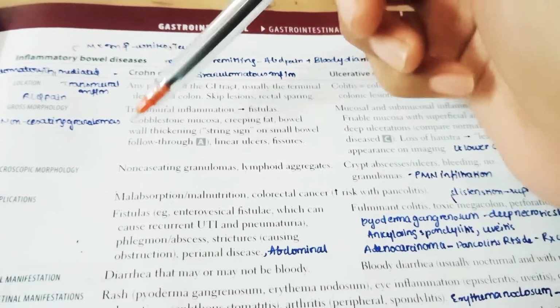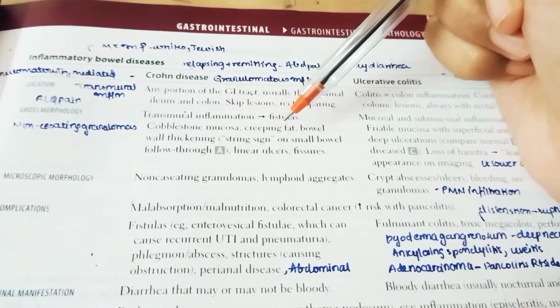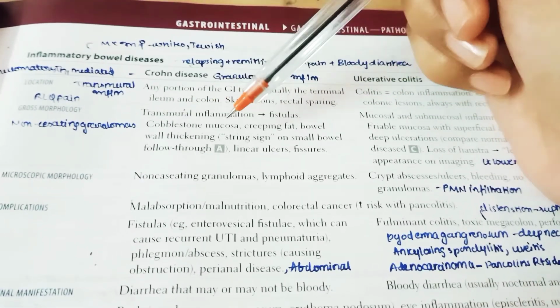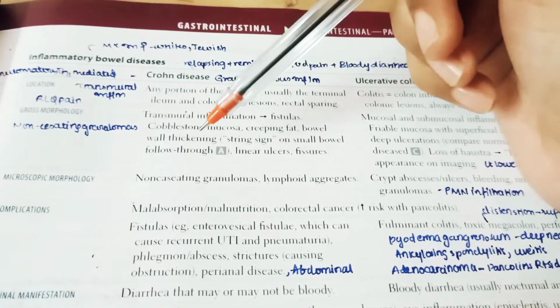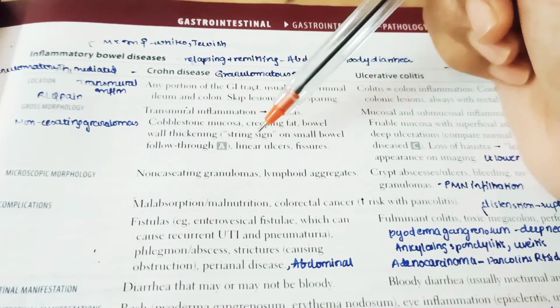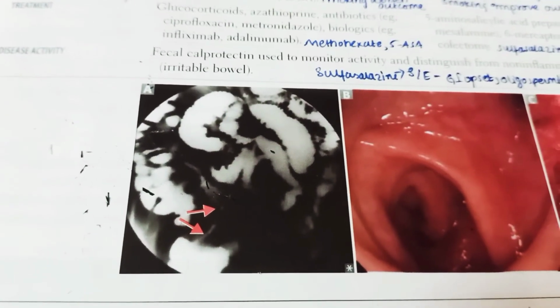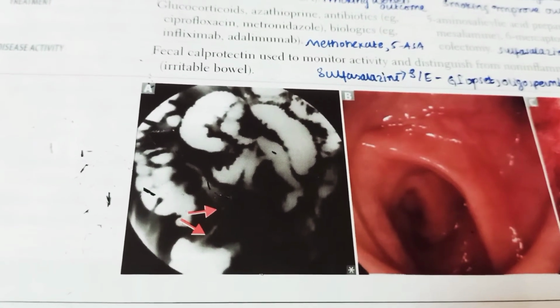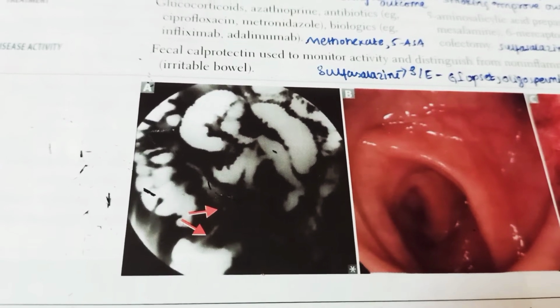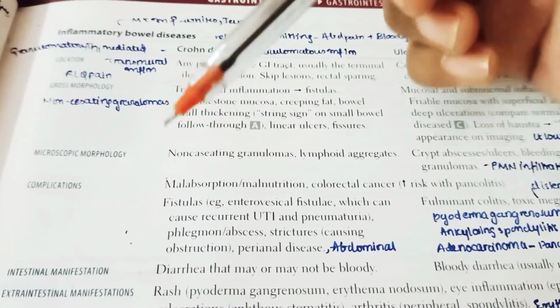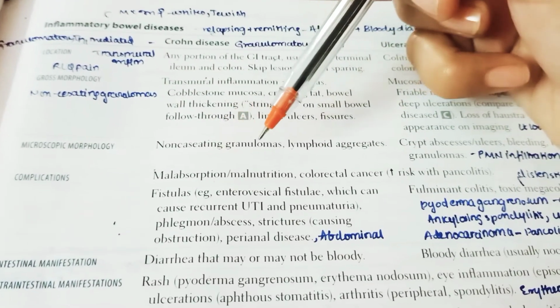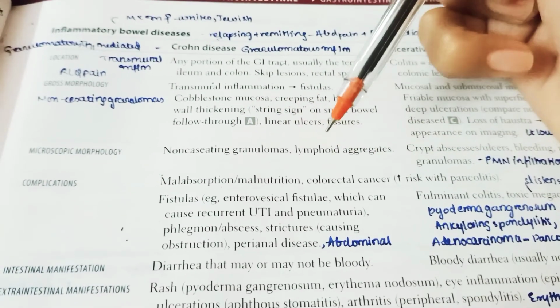The gross morphology will be transmural inflammation forming fistulas, cobblestone mucosa, creeping fat, and bowel wall thickening, which shows the string sign on the small bowel. You can see here this diagram showing a string sign, seen especially near the colon and the ileum. There are also linear ulcer and fissure formations. The microscopic morphology is non-caseating granulomas, that is, lymphoid aggregates are present.